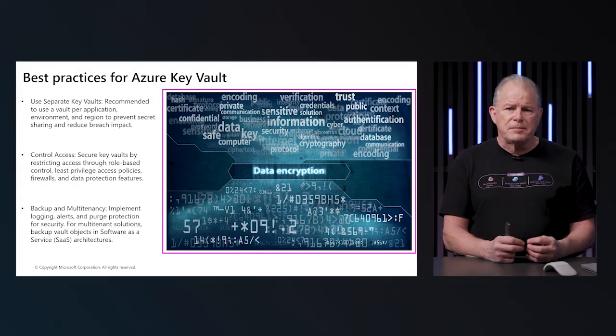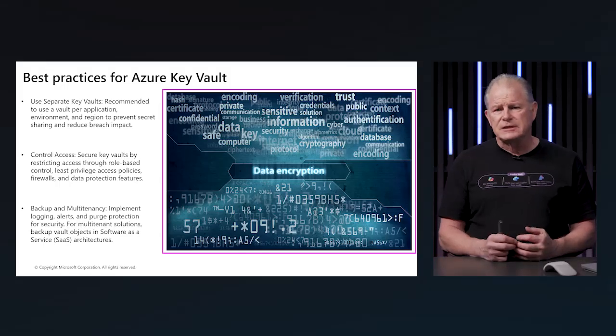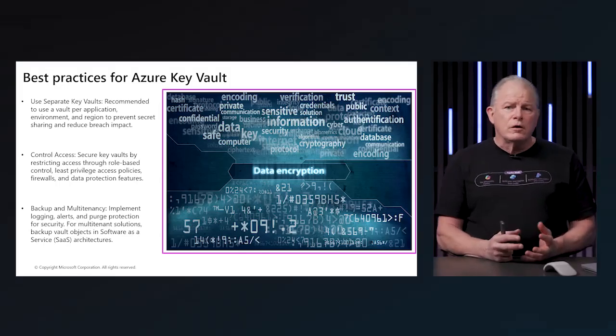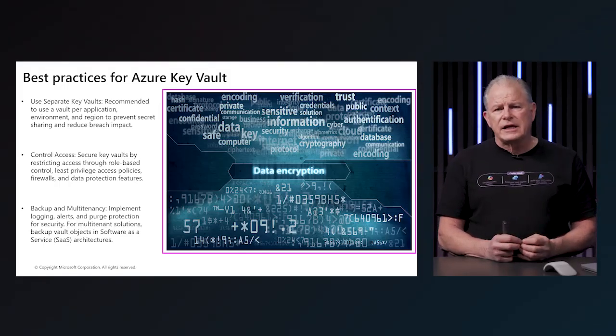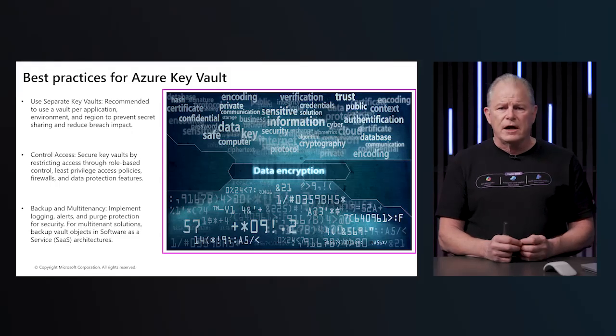Soft delete is enabled by default, allowing recovery of deleted vaults and objects for a configurable period of 7 to 90 days, with 90 days being the default. Turn on logging for your vault and set up alerts to monitor access and changes. Logging and alerts help in auditing and responding to security incidents. Purge protection prevents permanent deletion until the retention period ends, ensuring data recovery.